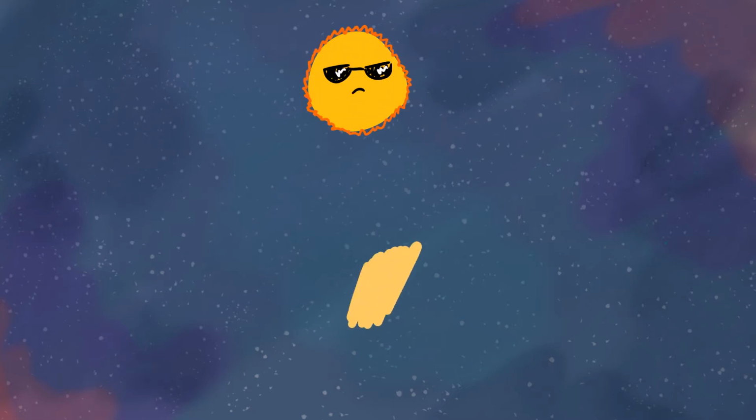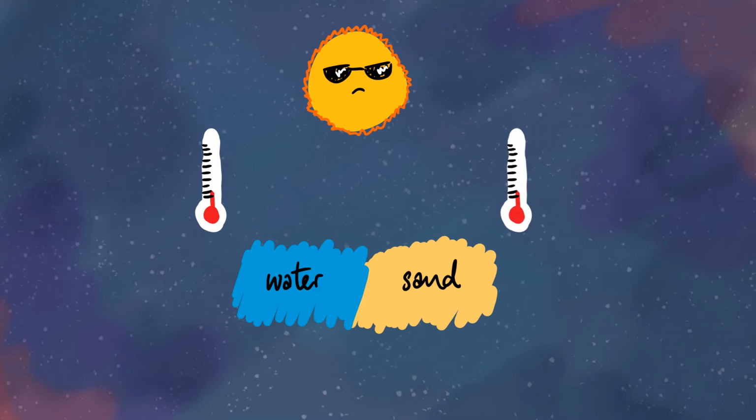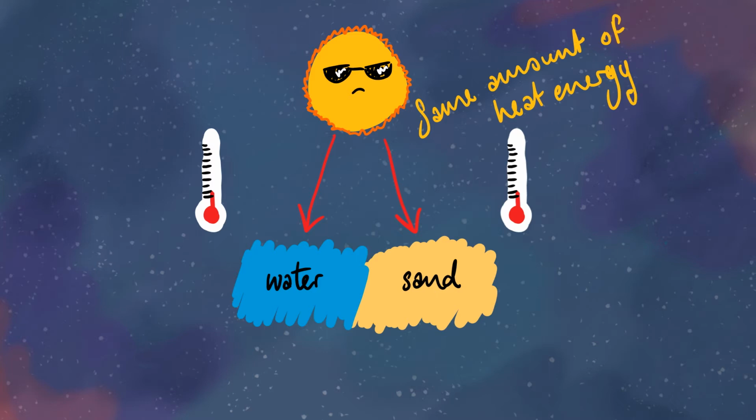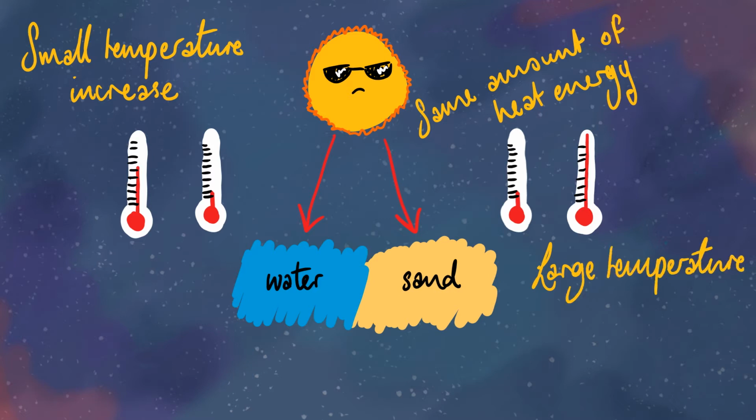So here we have the sun, and we have a beautiful drawing of the beach. So there's the water and the sand. So the water and the sand are currently the same temperature. So the energy comes from the sun and it is transmitting the same amount of thermal energy to the sand and the water. But the water has a small temperature increase, whereas the sand has a large temperature increase. Okay, so the sand gets hotter than the water.